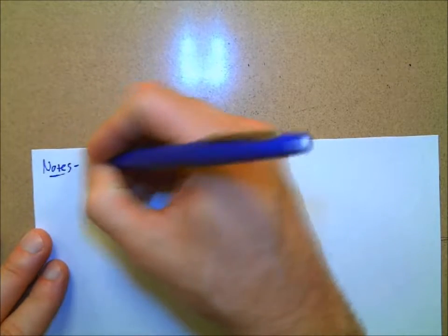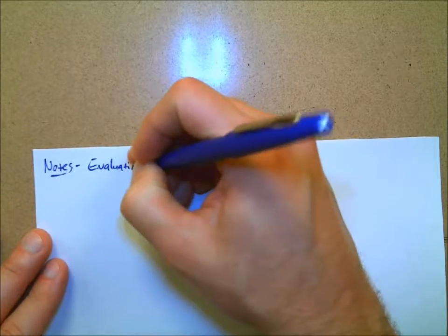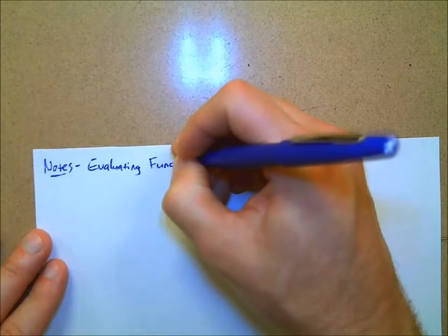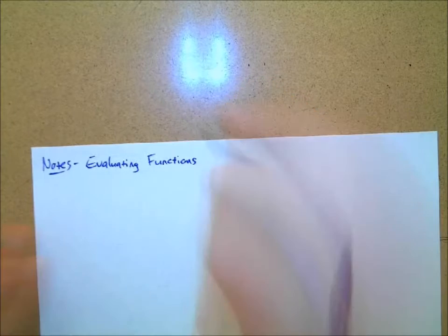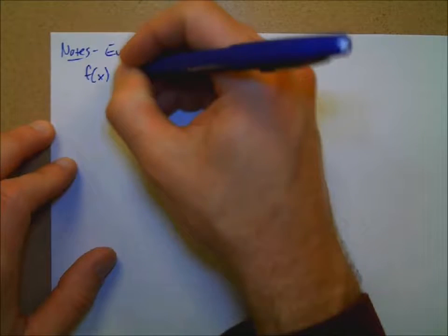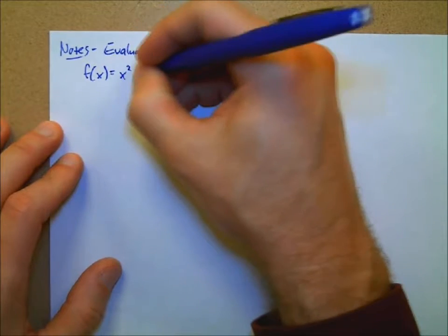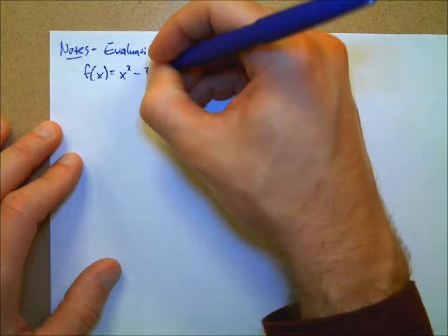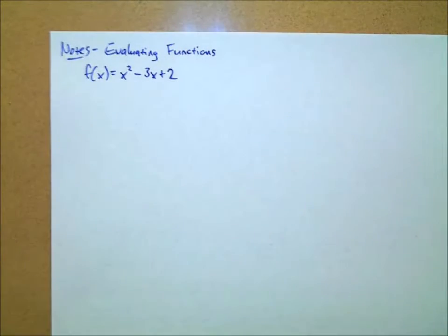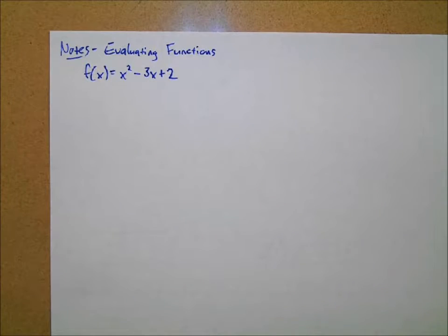So we're going to talk about evaluating functions. Something you've been doing probably for a very long time in your mathematical career, so I won't dilly-dally too much on this stuff. But let's just start with a basic function here. f of x equals x squared minus 3x plus 2. A quadratic function.